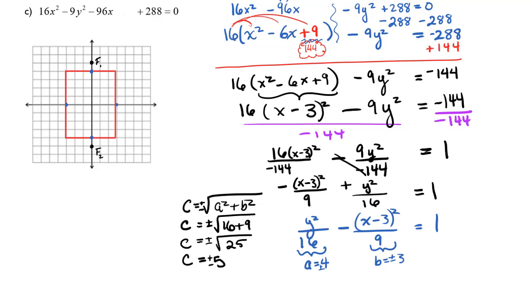I can now draw my diagonal asymptotes and extend them a ways. And now I just draw my hyperbola. Done.